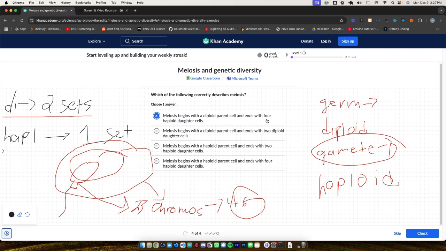But then it'll end up with four haploid daughter cells, through the process of meiosis two, because you have two daughter cells during meiosis one, and those two daughter cells replicate to create four daughter cells. So that's why I think this is the correct answer.